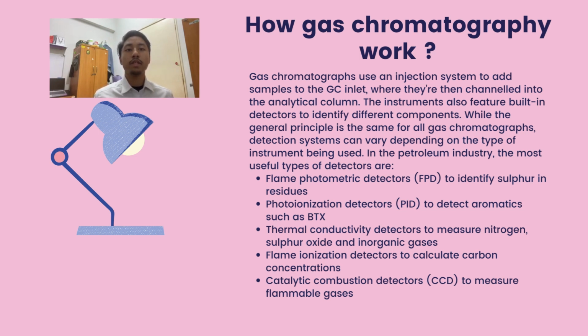In the petroleum industry, the most useful types of detectors are flame photometric detectors (FPD) to identify sulfur in residues, photoionization detectors (PID) to detect aromatics such as BTX, thermal conductivity detectors to measure nitrogen, sulfur oxide, and inorganic gases, flame ionization detectors to calculate carbon concentration, and catalytic combustion detectors (CCD) to measure flammable gases.